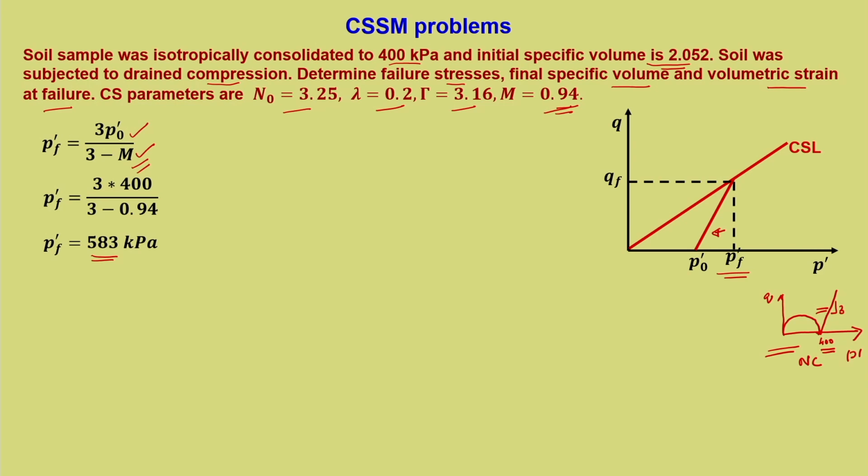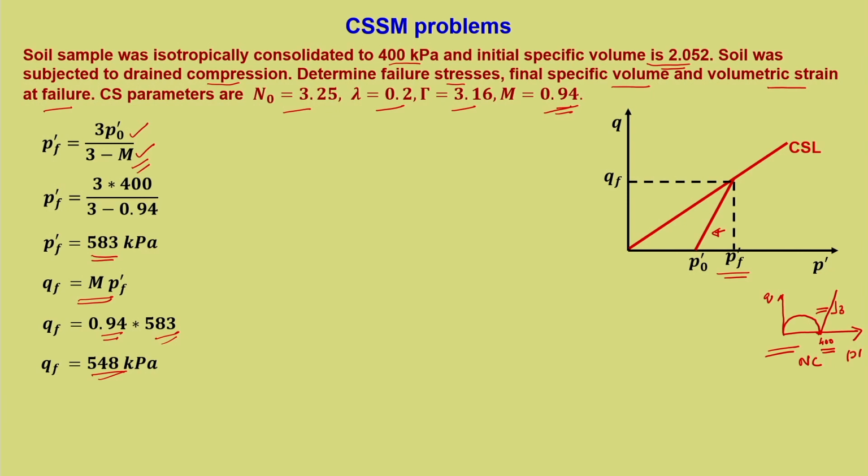Now, once you know P dash F, we can obtain QF, because we know the relationship QF is equal to M into P dash F. So, substitute for P dash F, we will get QF is equal to 0.94 into 583. That will give 548 kilopascal. So, what has been asked? Determine the failure stresses. So, one part is over.